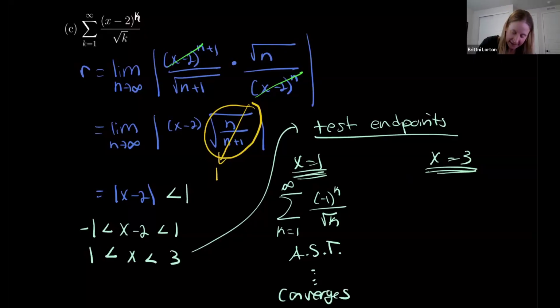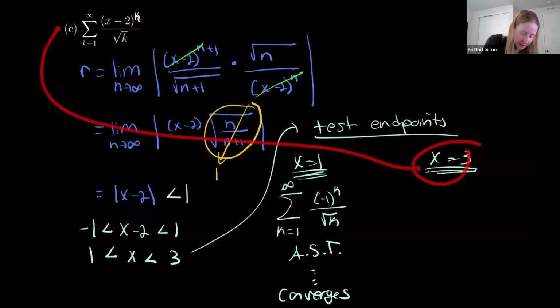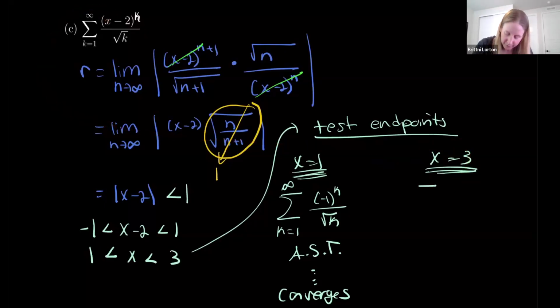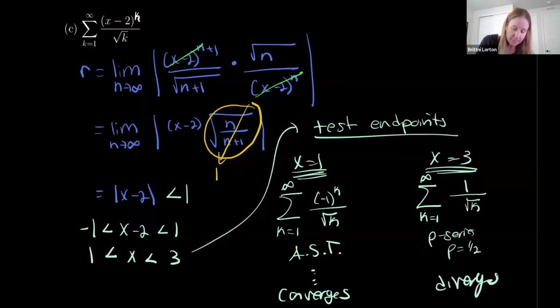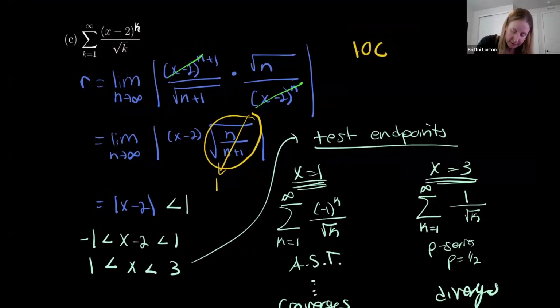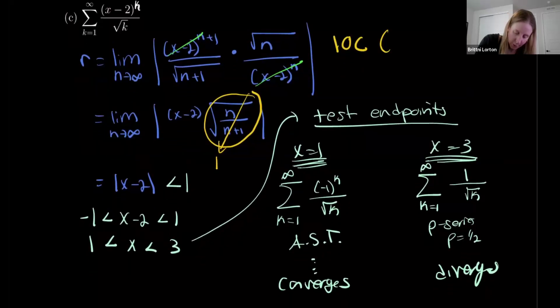Now I'm going to do the test for x equals 3. So I plug x equals 3 into the original power series, and I get the sum from k equals 1 to infinity of (3 minus 2) to the k over the square root of k. And you know that 3 minus 2 is 1, and 1 to the power of k is just 1. That's 1 over k to the 1/2. This is a p series where my p is 1/2. It diverges.